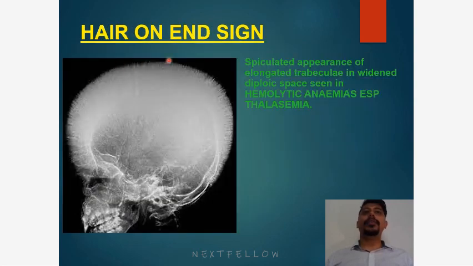Hair on end appearance. We can appreciate hair-like projections on the skull, that is spiculated appearance of the elongated trabeculae in widened diploic spaces, seen in hemolytic anemia, especially thalassemia.